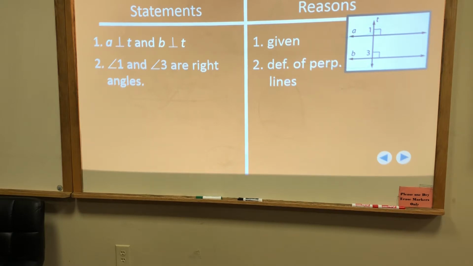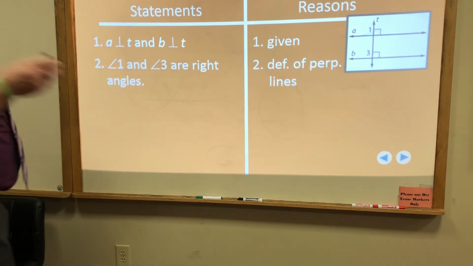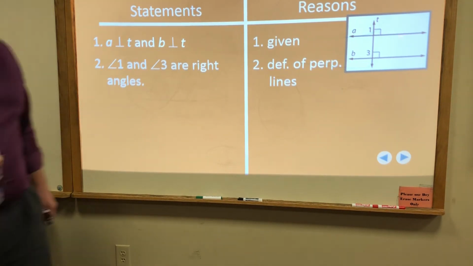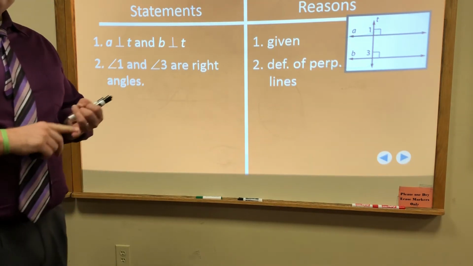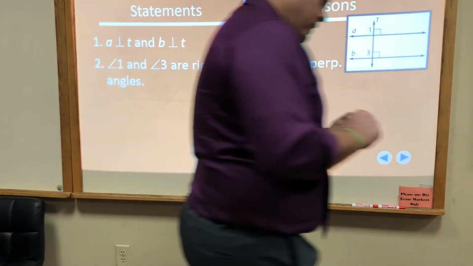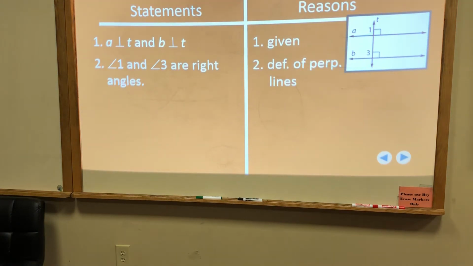Now, think this through. Remember, what are we trying to prove? We're trying to prove that these two lines are parallel. What do we know is parallel? We know that corresponding angles are congruent. If the corresponding angles, if 1 and 3 are congruent, then we have parallel lines.